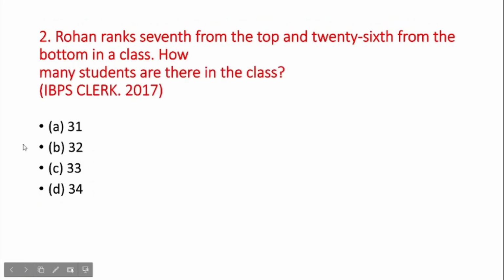This is another question. Rohan ranks 7th from the top and 26th from the bottom in a class. How many students are there? This is another type of question, right? The second type which we have discussed. Here it is given that Rohan ranks 7th from the top and 26th from the bottom in a class. How many students are there?